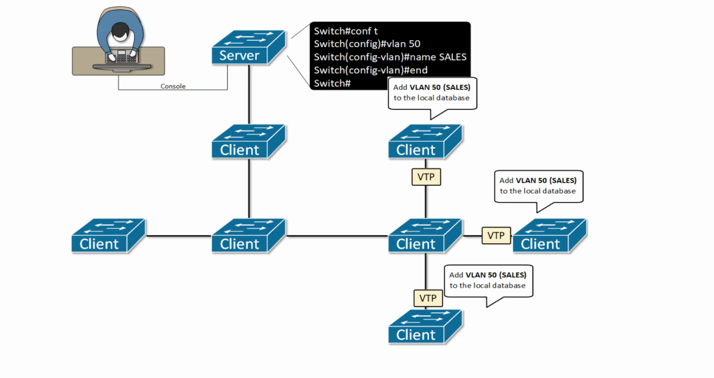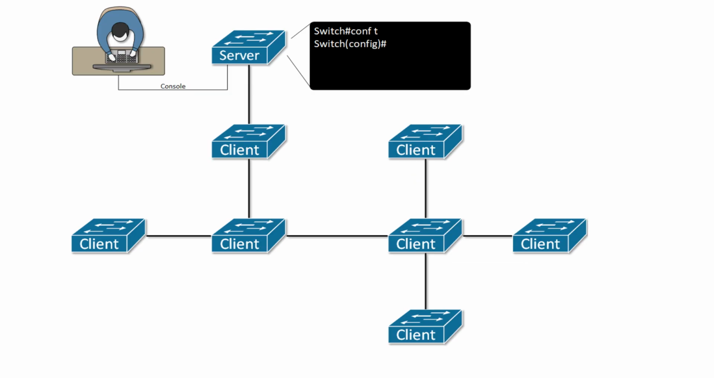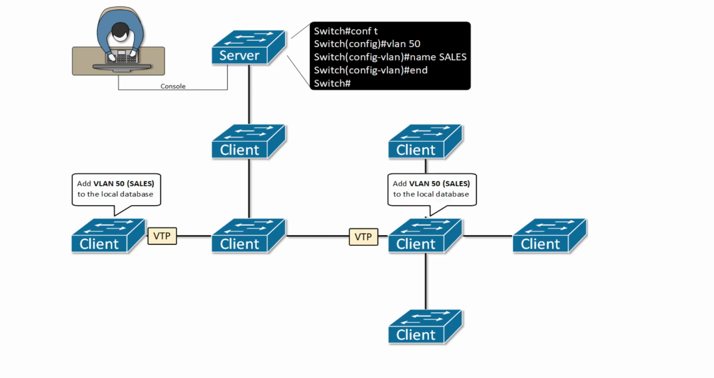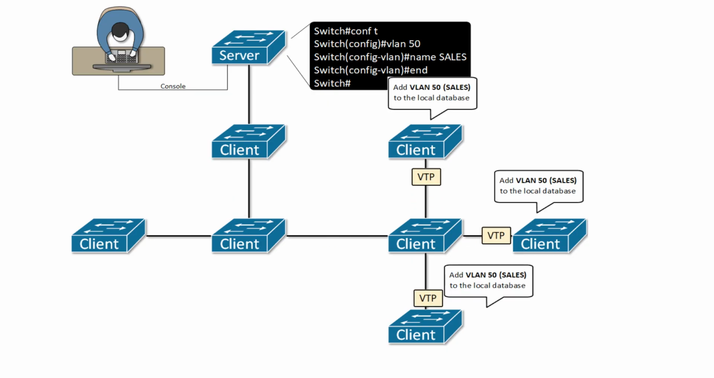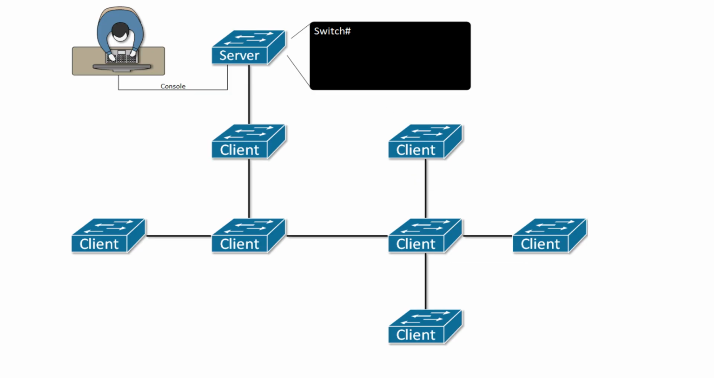VTP is a Layer 2 messaging protocol that was designed to manage the creation and deletion of VLANs and maintain network-wide VLAN database consistency. Using this protocol, a network administrator can add or delete VLANs and have those changes automatically propagated to all other switches in the network. Without VTP, switches do not exchange information about VLANs.